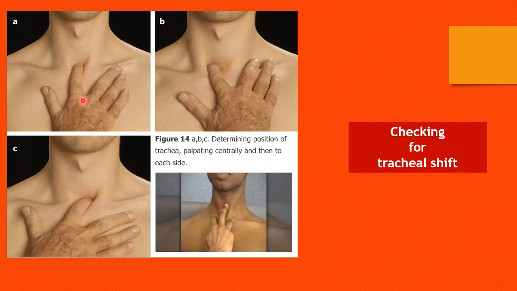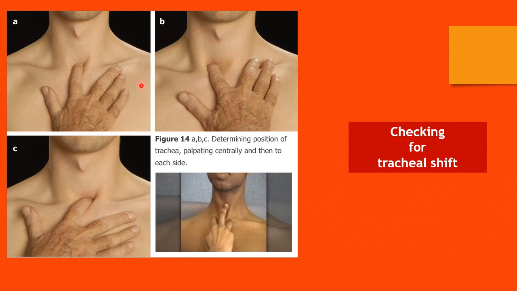Next, checking for the tracheal shift. The trachea should be central. It is midline here, below the thyroid cartilage. You can see here it must be central. If it is deviated, in this case the trachea is deviated to the side, there is a gap here which can be felt with your finger. Here the trachea is deviated to the right, so there's a gap here. So this is how you check for the tracheal shift.